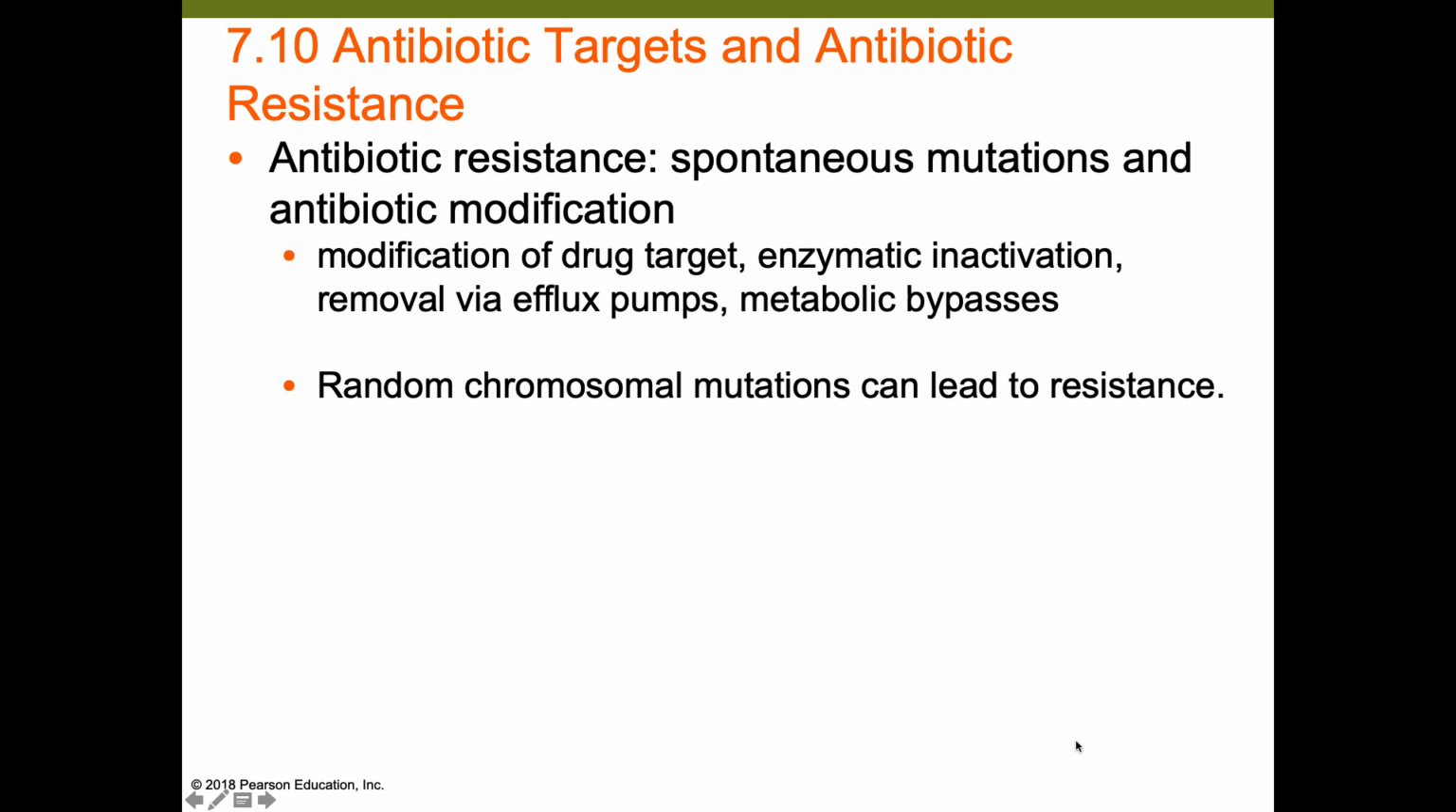So all the rest of my friends are killed by cipro, but I'm still here, and I can replicate and now make a population of individuals that are all resistant to cipro. So that's how random chromosomal mutation can lead to resistance. We also see this with antibiotics that bind to ribosomal proteins. If you slightly change the sequence of the gene encoding the ribosomal protein, you can confer resistance to that antibiotic.